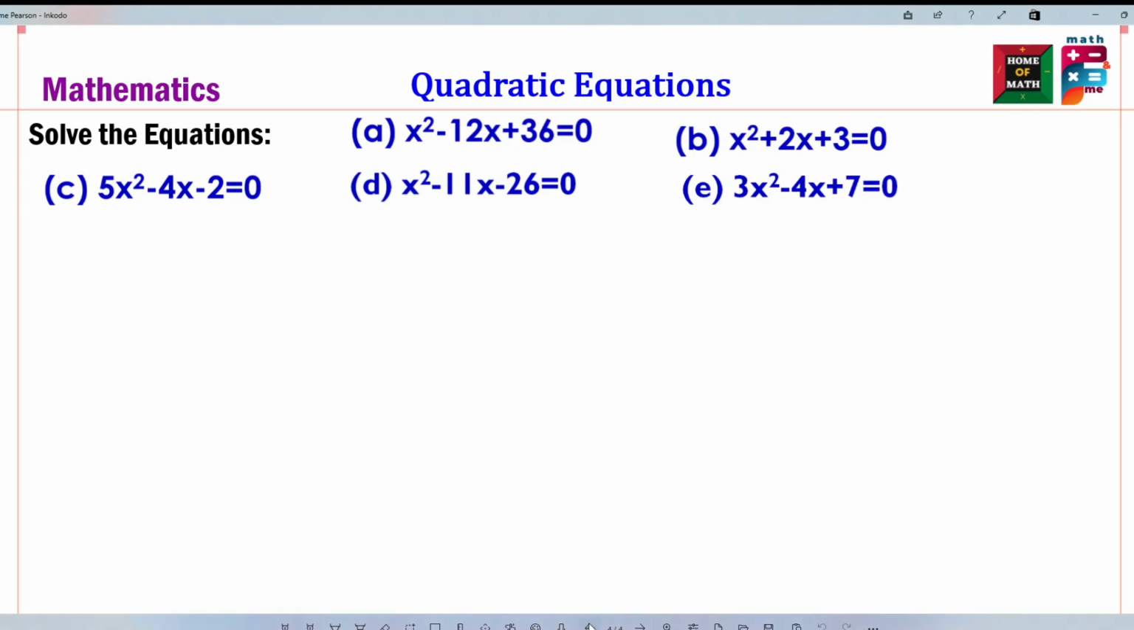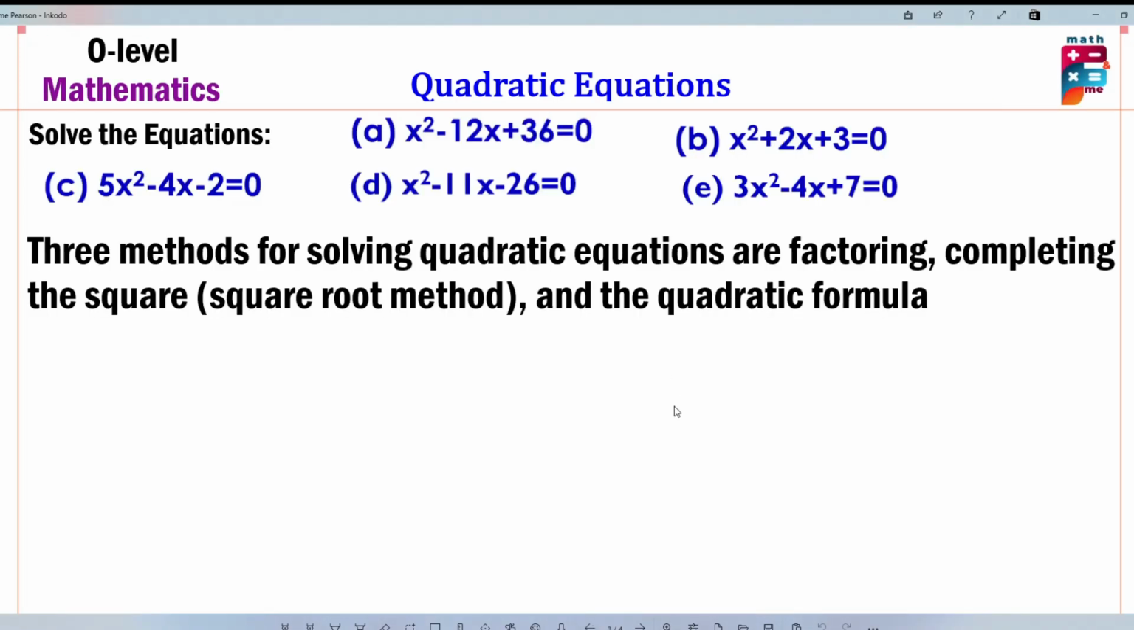We can solve quadratic equations by 3 different methods. First one, factoring. This is the very common method, factoring. Another method is the square root method, which we also call completing the square, and another famous method is the quadratic formula.